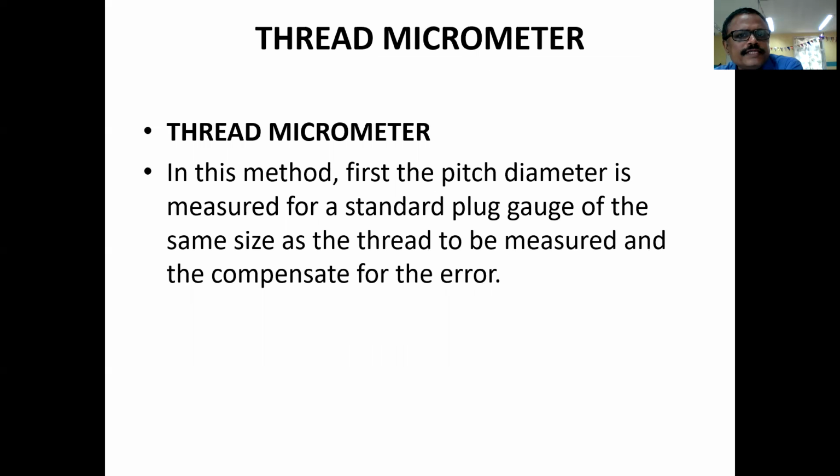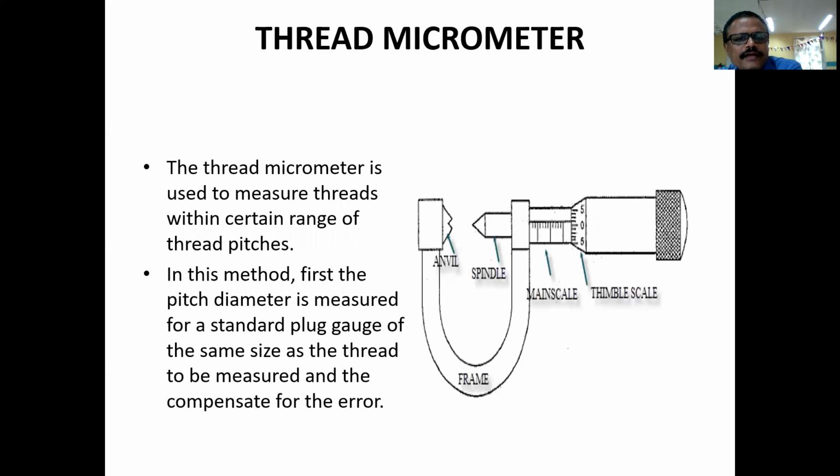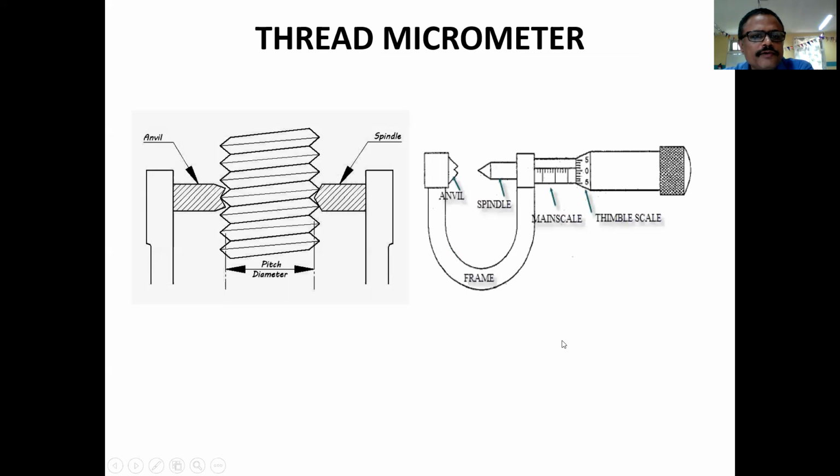Now we will see some measuring instruments like the thread micrometer. In the thread micrometer, as seen in the diagram, you can see the micrometer here. It is used for measuring the pitch of the threads. What is pitch of thread? You can see here, the threads are here. You can measure the pitch diameter of the threads using the micrometer.